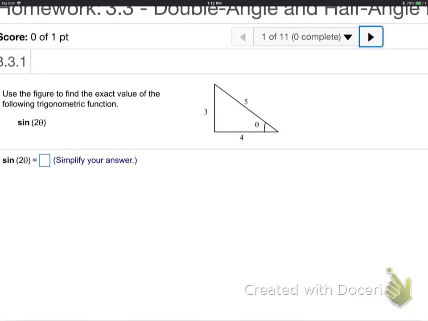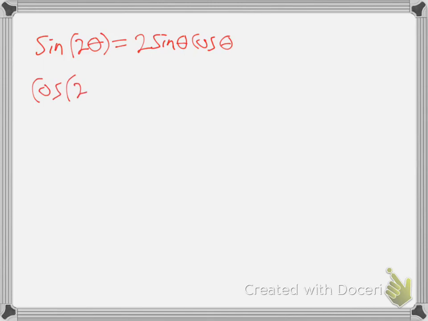Are we going to find the sine of double an angle? That's what they're asking. Sine of 2 theta. So again, let me go to the file. I'm going to write the formulas here one more time. Sine of 2 theta is 2 sine of regular theta times cosine of regular theta. And then the cosine of 2 theta is cosine squared of theta minus the sine squared of theta.